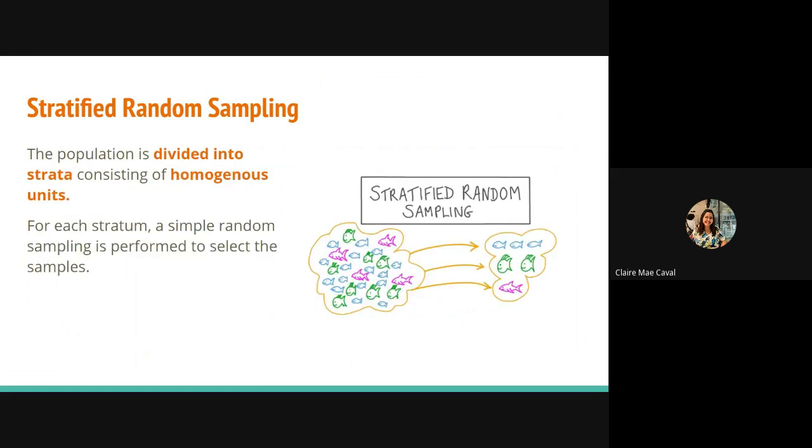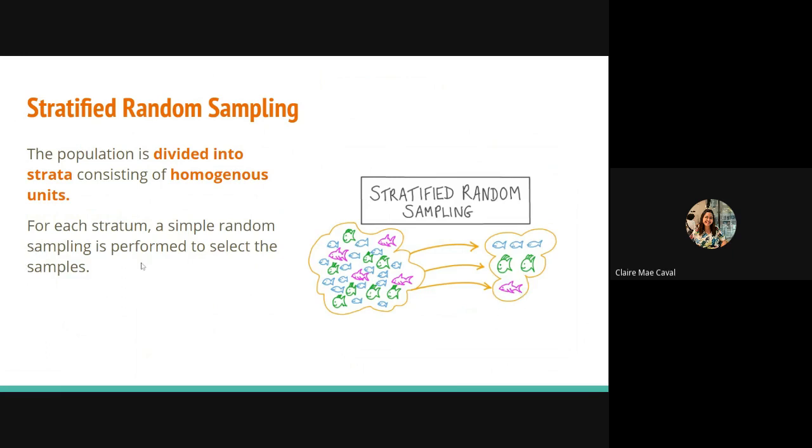Okay? Stratified random sampling is the same as simple sampling, but this time the population is divided into strata consisting of homogeneous units. The whole population again is divided into subpopulations called strata, that consist of homogeneous units, meaning similar or of the same kind. As you notice here, this is only a very basic example. Blue fishes are together because they are stratified. Green fishes and the pink fish.